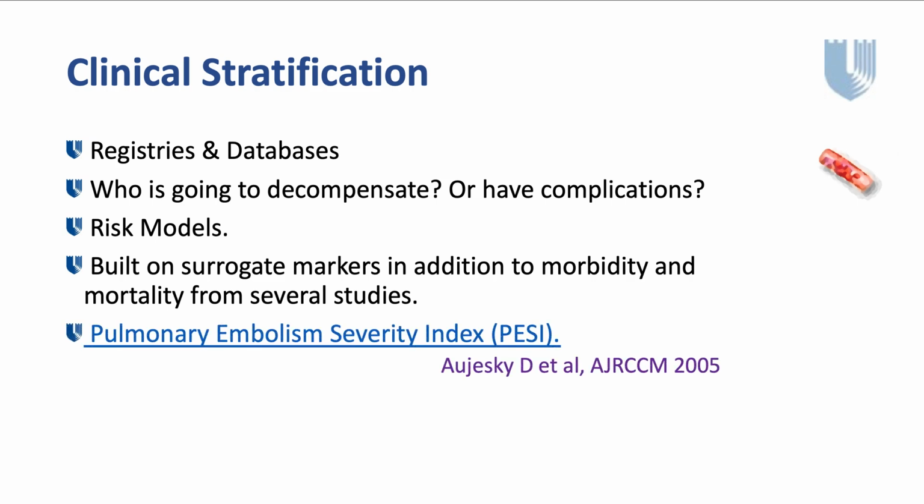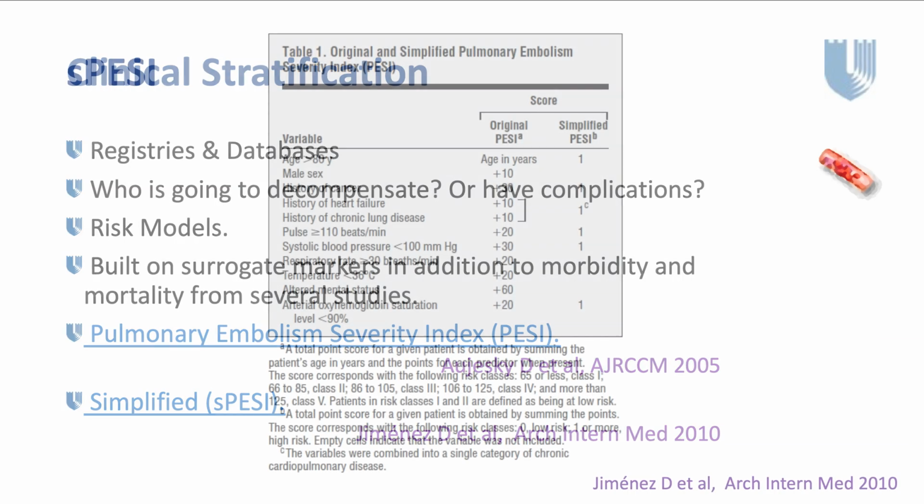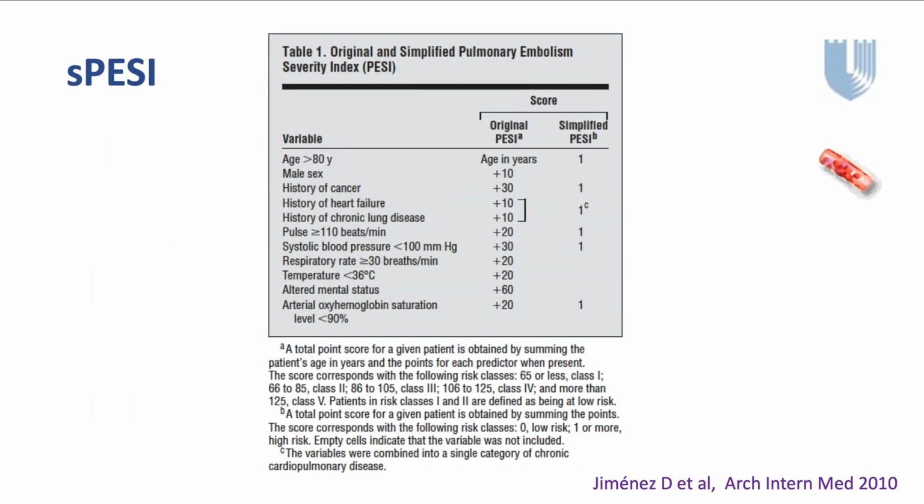The most important one that we have come across is the Pulmonary Embolism Severity Index, or the Simplified Pulmonary Embolism Severity Index. Aujesky from Switzerland was able to define that through a paper in the Blue Journal back in 2005, while David Jimenez from Spain was able to summarize or simplify the PE risk score to be more useful and valuable for clinical use. Those are the parameters of both.